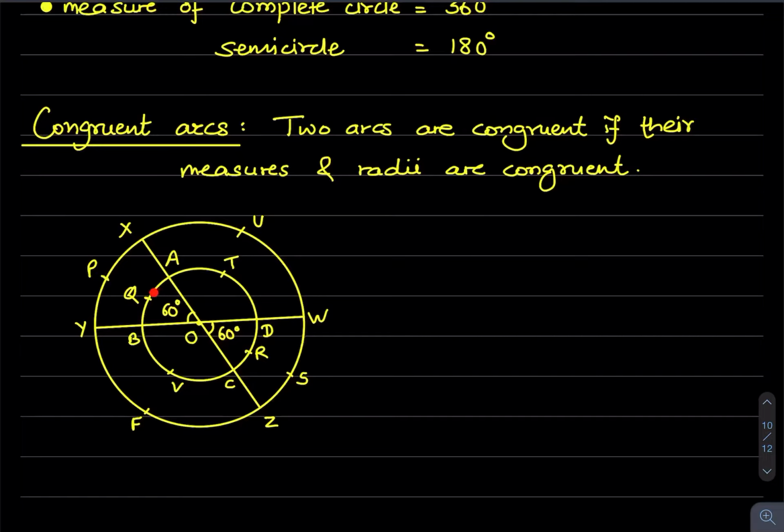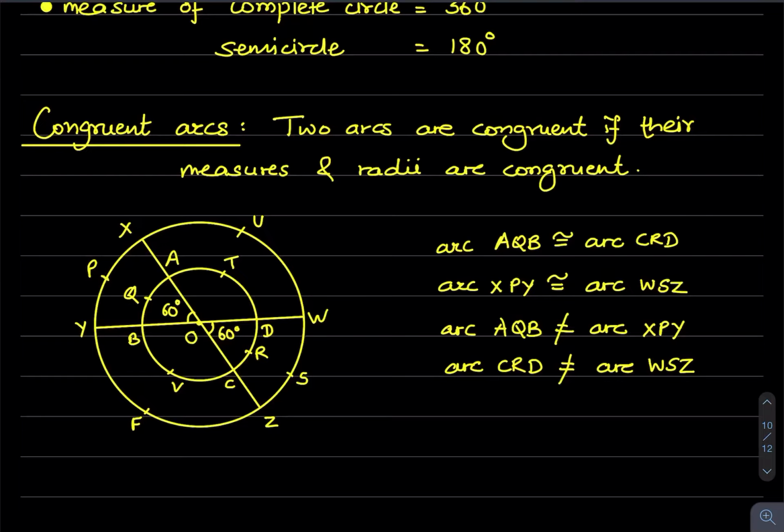See, first, in this circle arc AQB and arc DRC are congruent because they have the same radii and also the same central angle. And in this bigger circle, arc XPY is congruent to arc WSZ because their radii are the same and central angles are the same. So arc AQB and CRD are congruent, then arc XPY and arc WSZ are congruent.